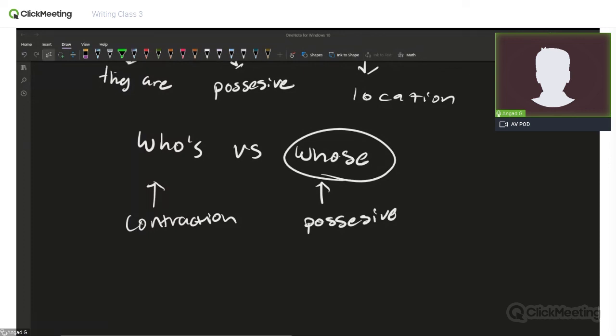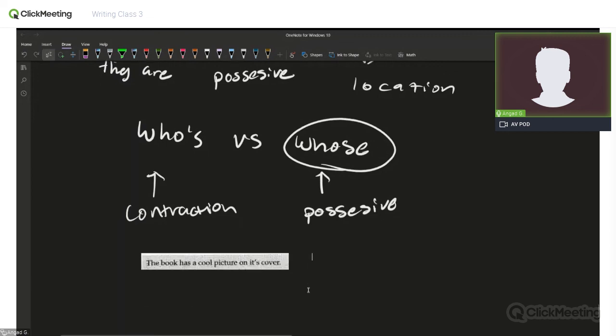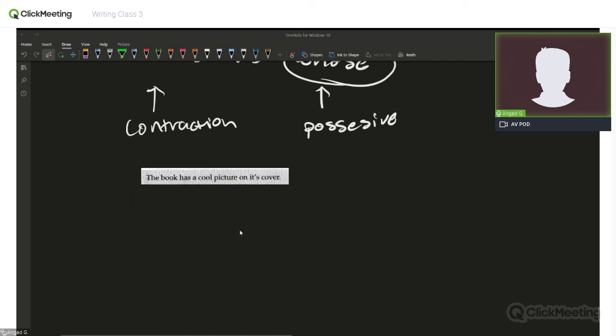I'm going to give you guys two quick examples. I want you guys to answer what we will change here in this sentence, and answer in the chat, please. So, okay. I'll answer that a little bit later.